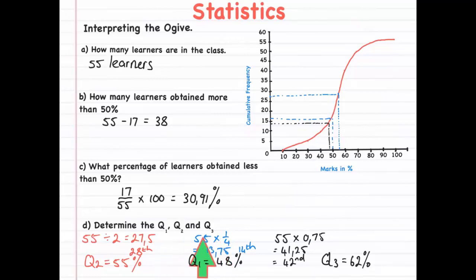And then for our Q1, which is our lower quartile, we simply take the total of our sample times 0.25 or a quarter, and for the upper quartile we multiply with 0.75, and then you just have to draw those lines. From this one where it was 42 all the way to the right, and then we go down to find that upper quartile mark, and that was 62%.